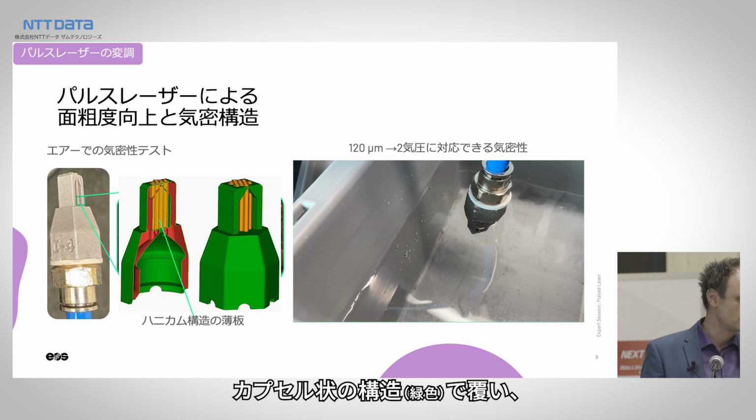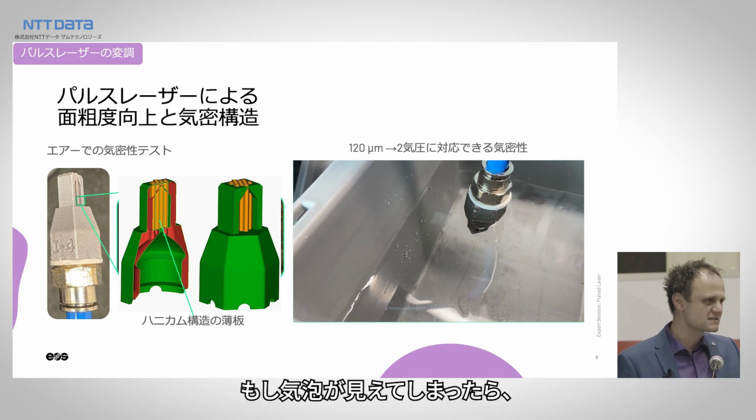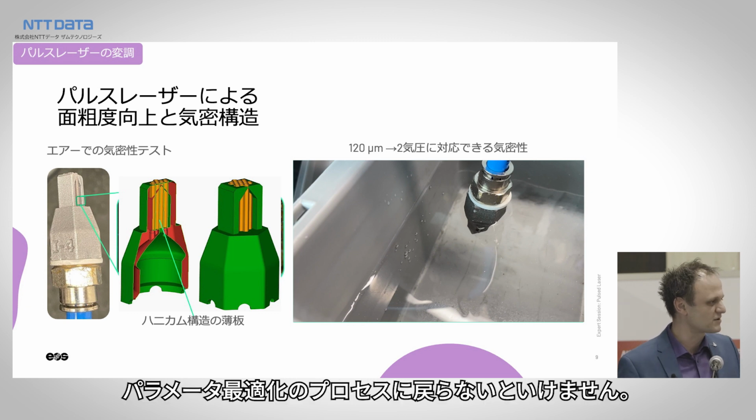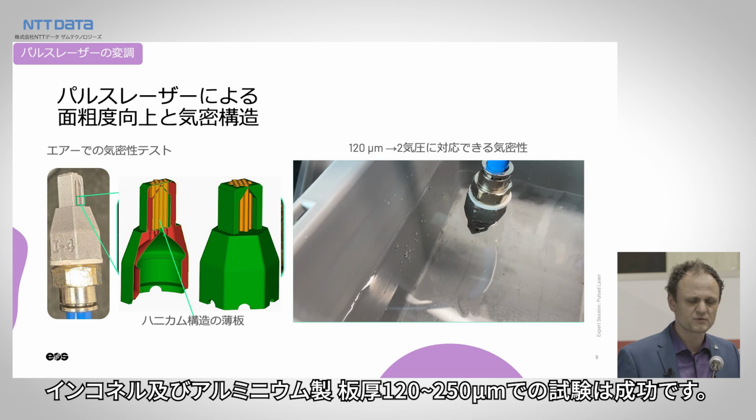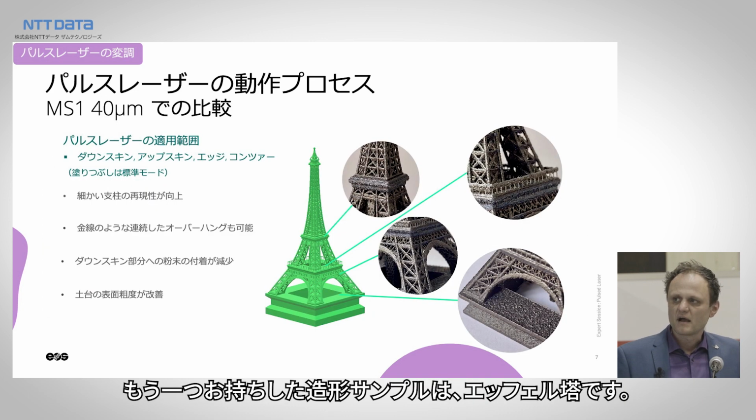You just connect it to a pressurized hose, and then you submerge it into water. And if you see bubbles coming out, you know that you have to go back into the process parameter optimization. So we did that test for Inconel and for aluminum. So 120 to 150 microns is what you can typically reach. So this is all accomplishable doing just pulse laser modulation, so basically a software feature.